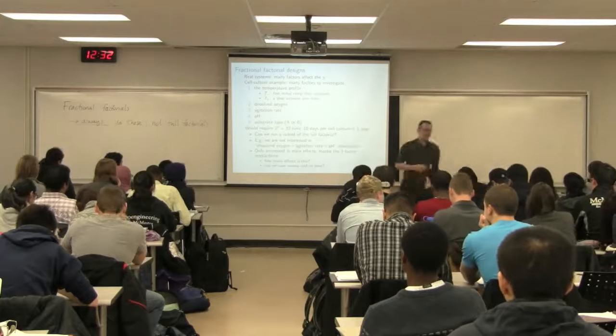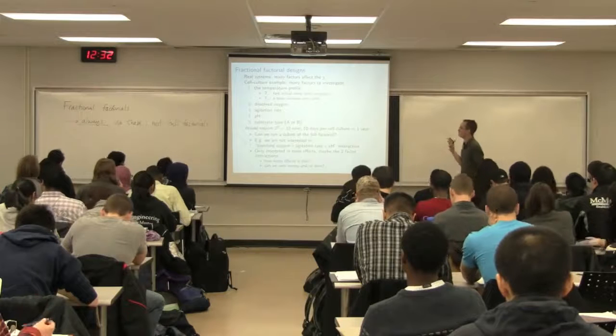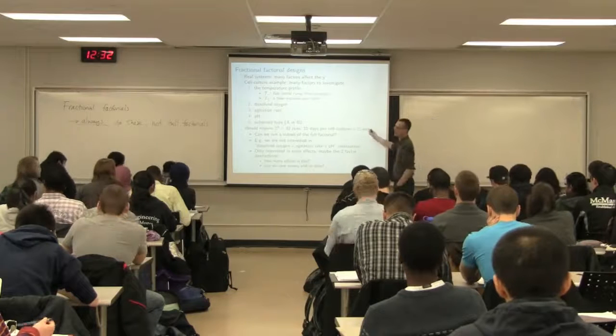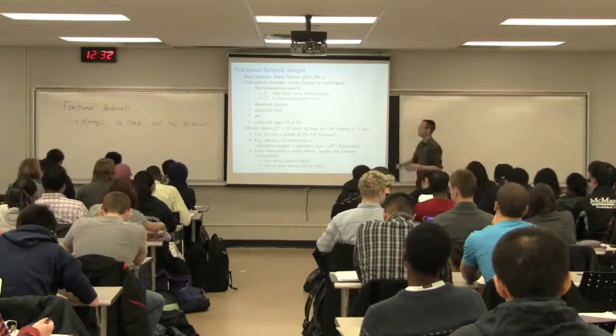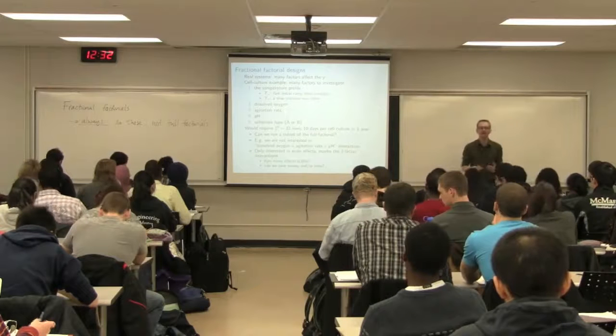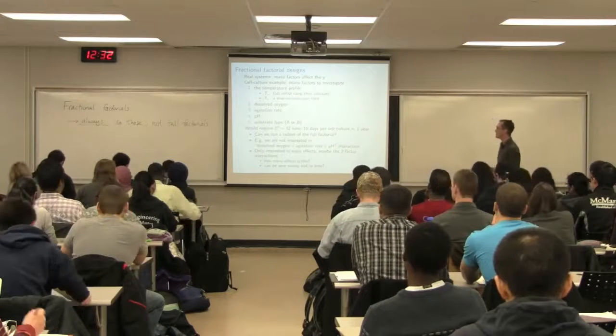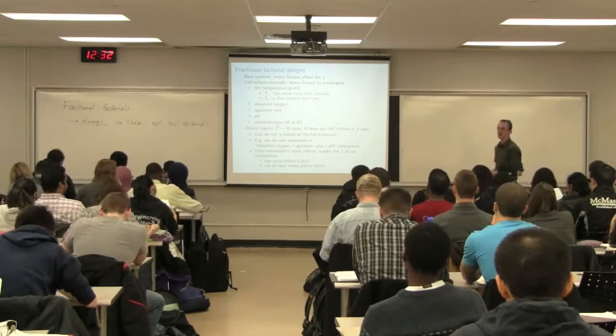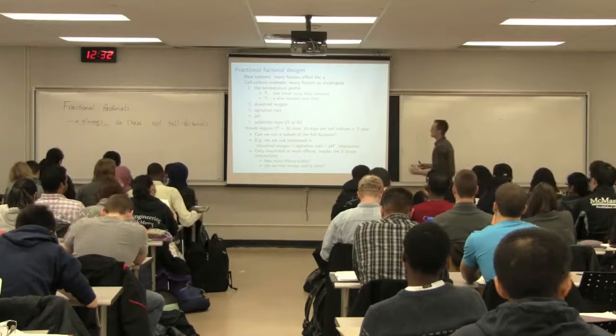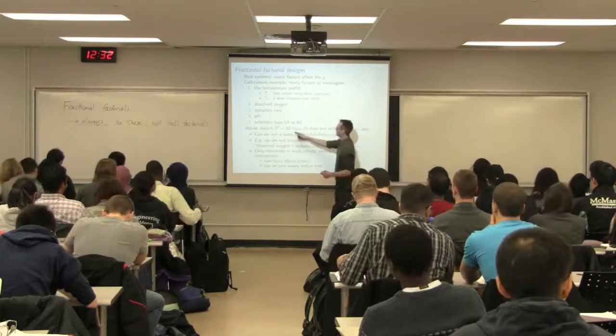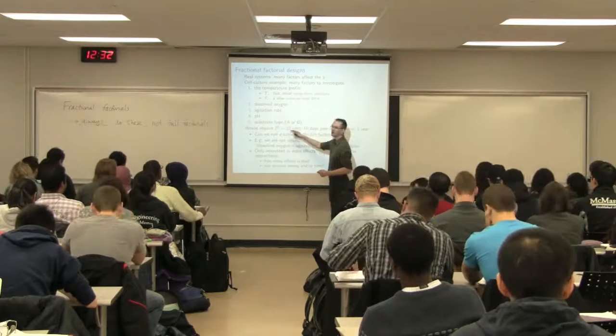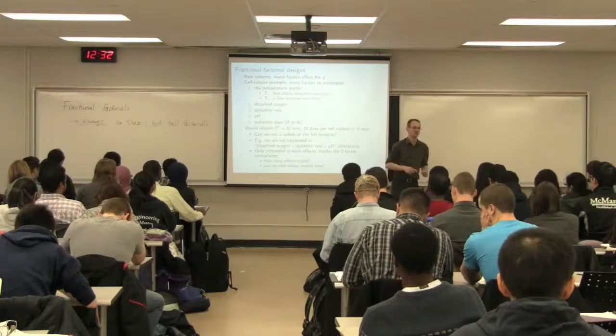So fractional factorials. Here's an example of a company that would not be able to do a full factorial in a reasonable time frame. We discussed that last time. It would take about 320 days, assuming nothing goes wrong, just to complete the full factorial. It's a waste of experiments, because those 32 experiments would estimate 32 parameters. We really don't need 32 parameters.